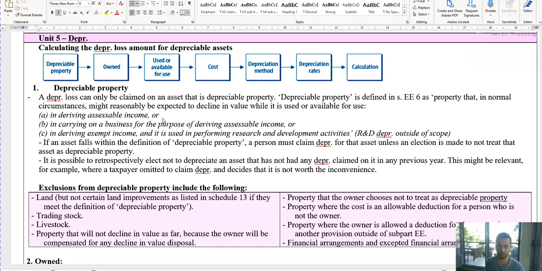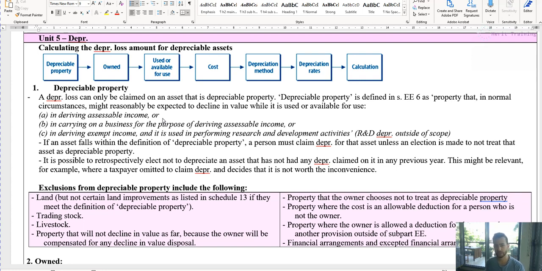So if an asset falls within the definition of depreciable property, a person must claim depreciation for that asset unless an election is made not to treat that asset as depreciable property. It is possible to retrospectively elect not to depreciate an asset that has not had any depreciation claimed on it in previous years. This might be relevant, for example, where a taxpayer has omitted to claim depreciation and decides it's not worth the inconvenience of going back and amending 10 years' worth of tax returns, whatever it is.